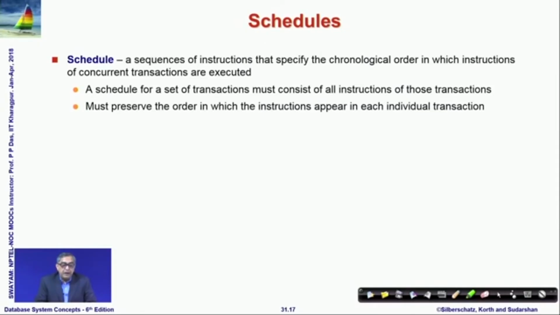A schedule is defined for a set of transactions, and it must consist of all instructions of those transactions in a certain order. And what is the basic requirement? In this ordering, the original order of instructions in any given individual transaction must be preserved, but the instructions from different transactions can be intermixed in between to prepare the schedule.